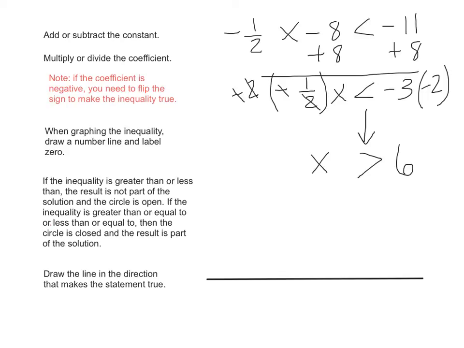I'm going to label my 0, label my 6, and I need to think, is my circle going to be open or closed? Since the solution says that x is greater than 6, that means it's any solution that is greater than the number 6, but it is not equal to 6. It doesn't include 6 as my solution. So we're going to keep the circle open. We're not going to shade it in.